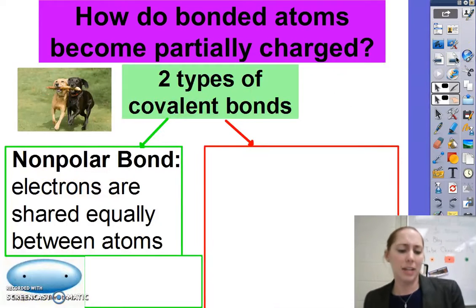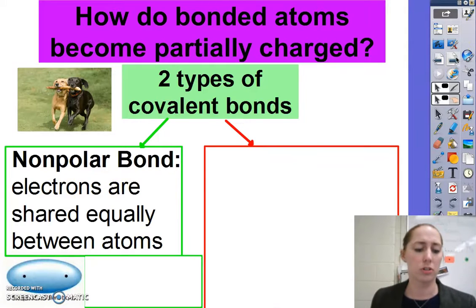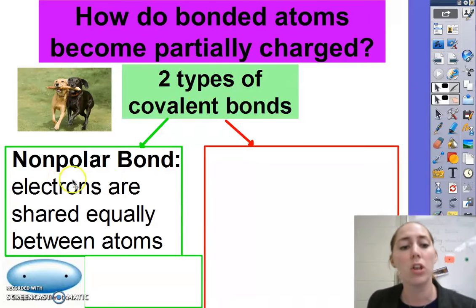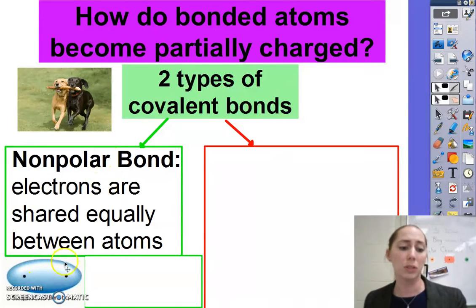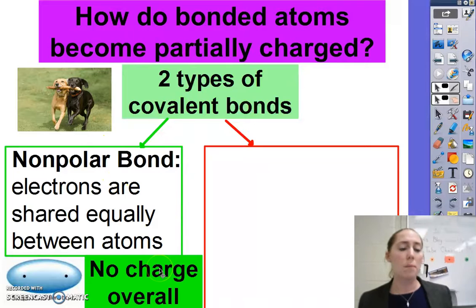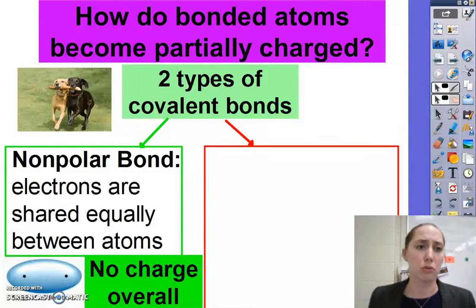So, how do bonded atoms become partially charged? There are 2 types of covalent bonds. The first is one we call nonpolar. These are bonds in which the electrons are shared equally by both atoms, kind of like these 2 dogs carrying the stick. So this gives the overall molecular compound a neutral charge.